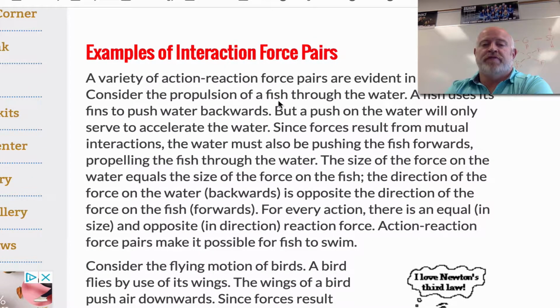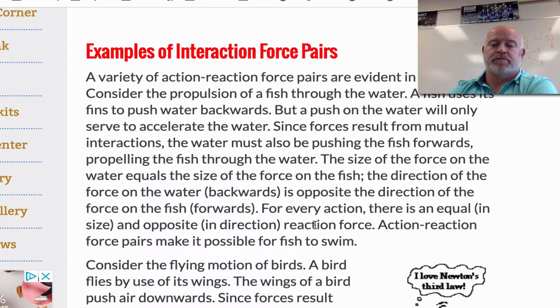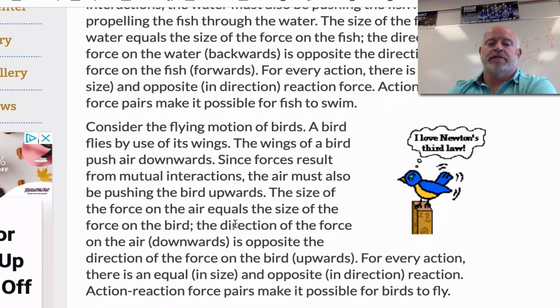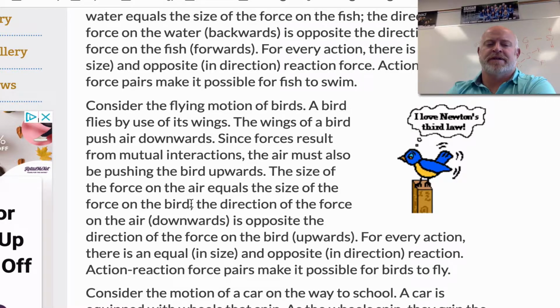A fish. As a fish moves its fins back and forth, it pushes on the water. It's pushing the water backwards, so the water then pushes back, propelling the fish forwards. So it's the same force, just equal and opposite. Birds are another example. When birds flap their wings, they push down on the air molecules around them. As a result, the air molecules push up on the bird, and the bird flies. There's some aerodynamics in that too, but that's the basics behind it.